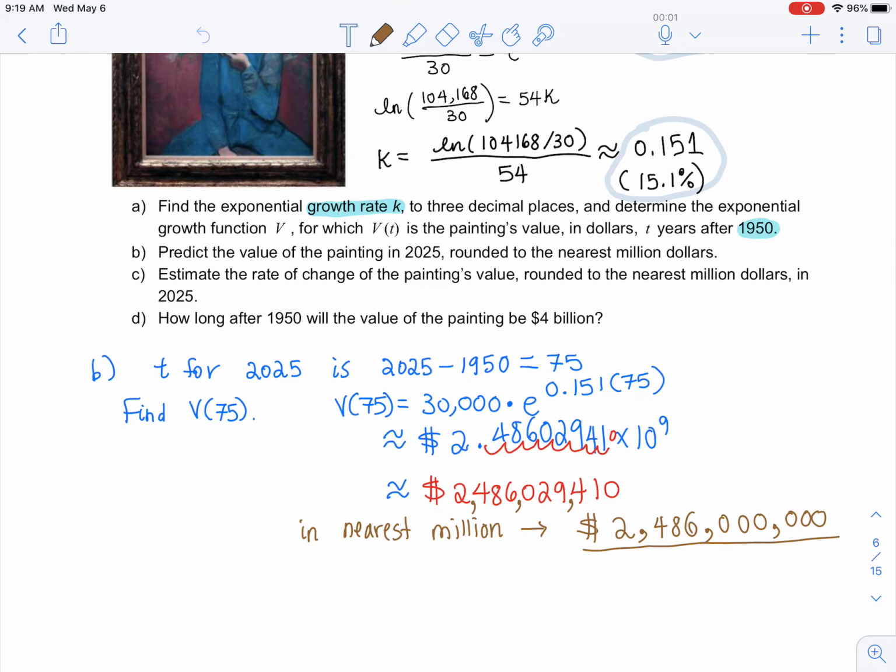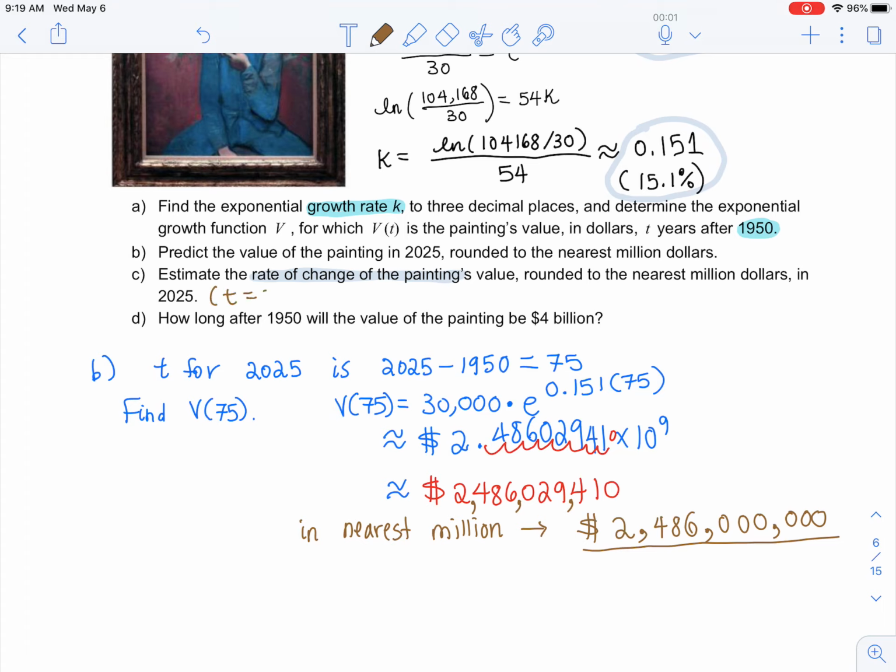B is in blue down here, and then we found out the predicted value of this painting in 2025, and we rounded to the nearest $1 million. And now let's look at C. Estimate the rate of change of the painting's value rounded. Okay, now this one sounds almost similar. It's almost the same as B, but we are looking for what? The rate of change of the painting's value rounded to the nearest $1 million in 2025.